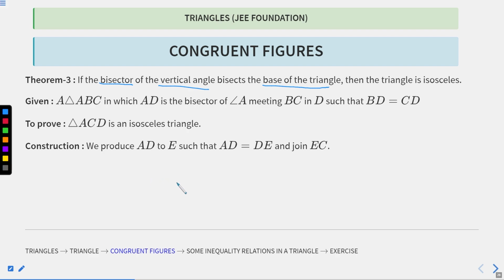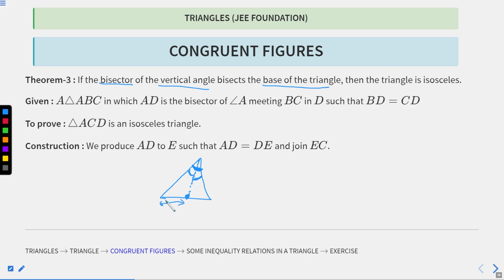That means if my triangle is like this, and this is the vertical angle. Okay, what vertical angle am I talking about? If the bisector of the vertical angle bisects the base of the triangle, that means this angle is my vertical angle, and if I draw a bisector of this angle, this angle is equal to this one, and this line is also bisecting the base of the triangle.